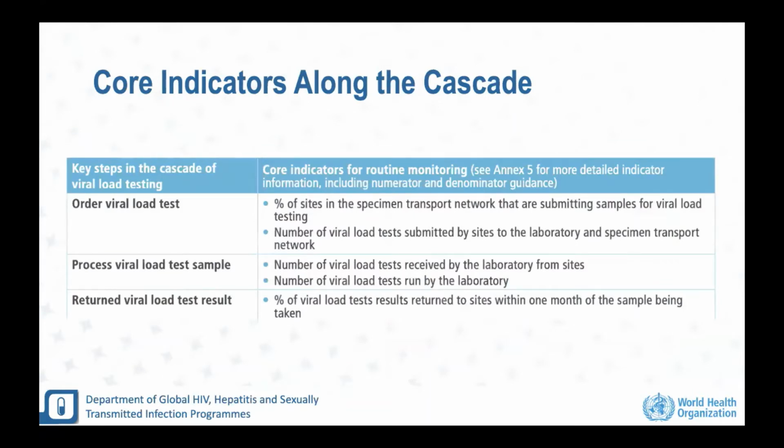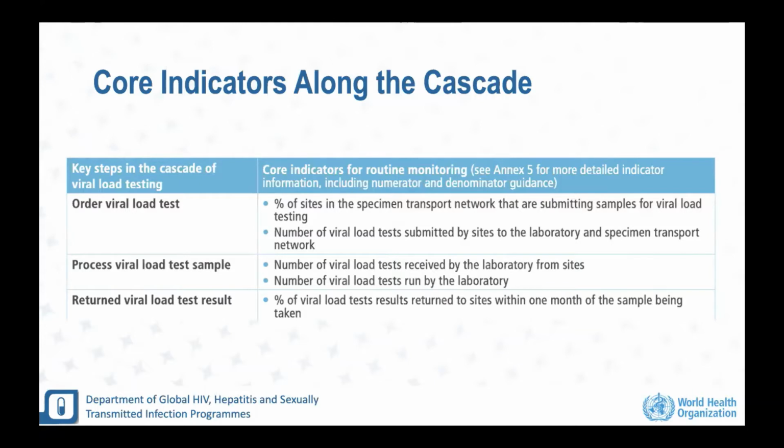We can look at core indicators along the cascade that programs can use to evaluate how the program is doing. For example, if we go back to the steps in the cascade of viral load testing that I showed earlier, and look at a key step such as ordering the viral load test, one core indicator for routine monitoring is the percentage of sites within the program specimen transport network that are submitting samples for viral load testing.